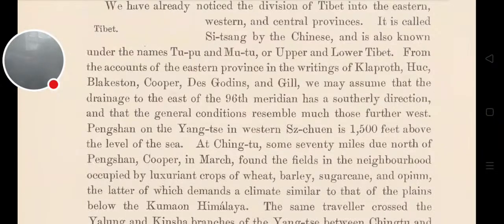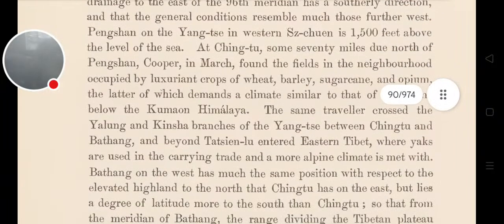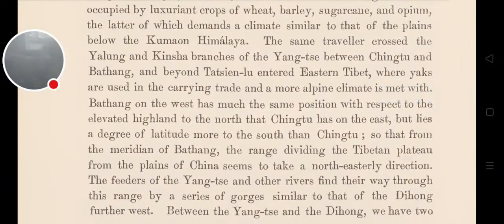Pengshan on the Yangtze in western Sichuan is 1,500 feet above the level of the sea. At Qingtu, some 70 miles due north of Pengshan, Cooper in March found the fields in the neighborhood occupied by luxuriant crops of wheat, barley, sugarcane, and opium, the latter of which demands a climate similar to that of the plains below the Kumaon Himalaya. The same traveler crossed the Yalung and Kinsha branches of the Yangtze between Qingtu and Bathang, and beyond Tatsienlu entered eastern Tibet, where yaks are used in the carrying trade and a more alpine climate is met with.